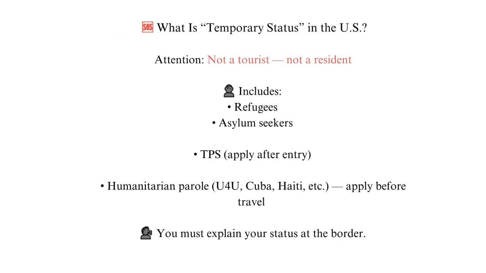What is temporary status in the US? It means you are not a tourist, but also not a permanent resident. This includes people like refugees and asylum seekers. It also includes TPS, temporary protected status. You apply for TPS after you arrive in the US. Some people enter through humanitarian parole, like Uniting for Ukraine or similar programs for Cuba, Haiti, and others. These programs require approval before travel and a US sponsor. At the border, you must clearly explain your status and show your documents.